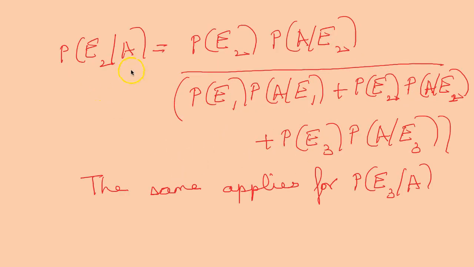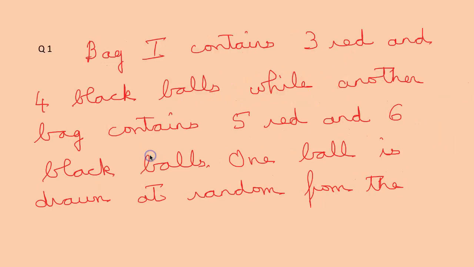And probability of E2 given A is probability of E2 into probability of A given E2 by, again, the denominator is the same as the previous one, probability of E1 into probability of A given E1 plus probability of E2 into probability of A given E2 plus probability of E3 into probability of A given E3. And the same applies for probability of E3 given A. Your numerator will be probability of E3 into probability of A given E3. The rest remain the same.